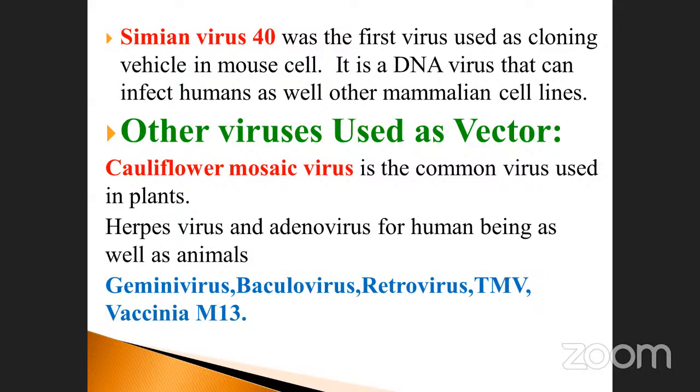Simian virus 40 was the first virus used as a cloning vehicle in mouse cells. It is a DNA virus that can infect humans as well as other mammalian cells also. We will finish it up to this level, my dear.